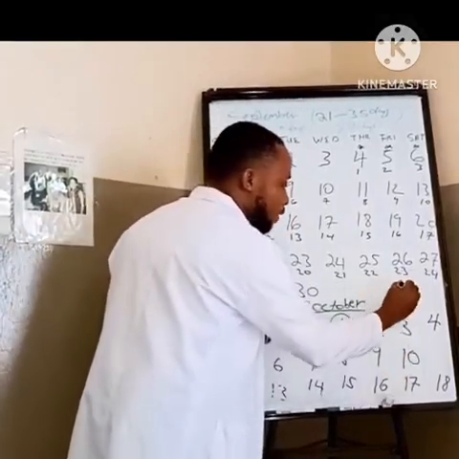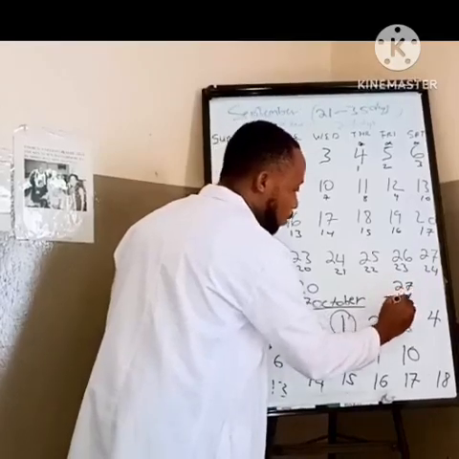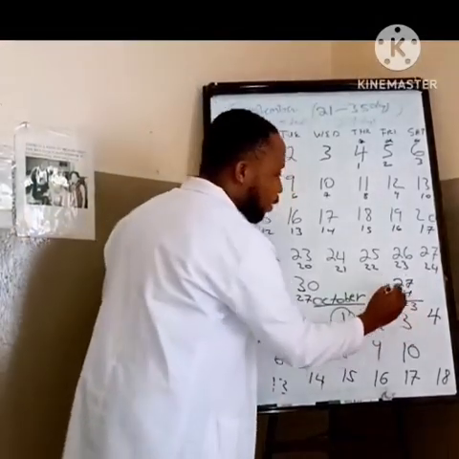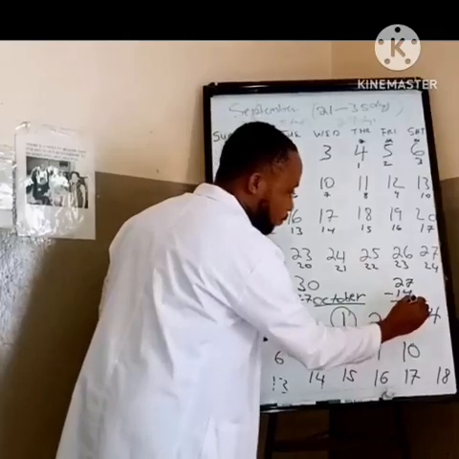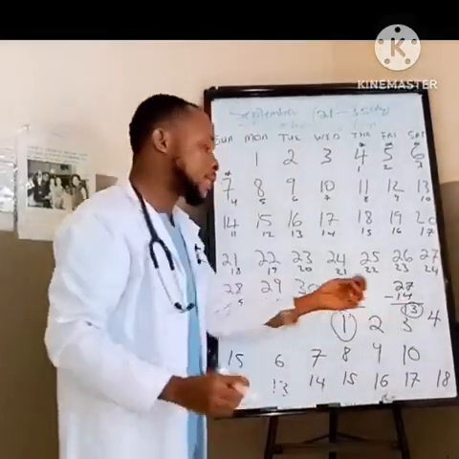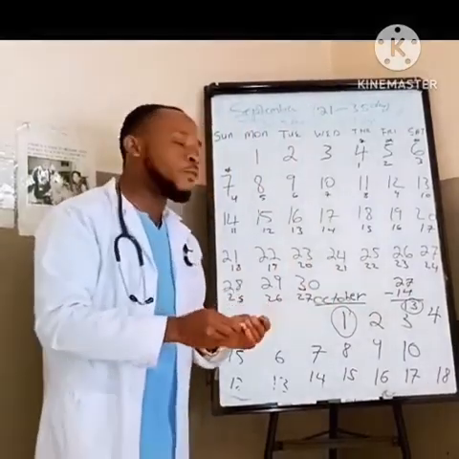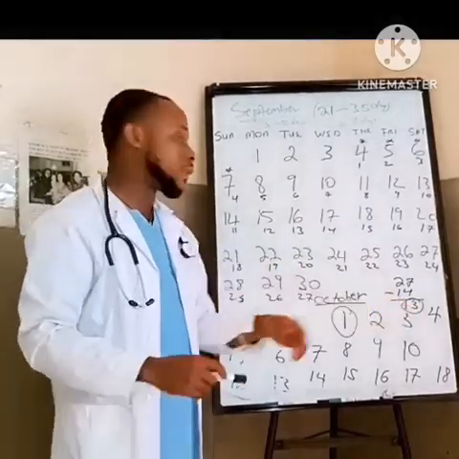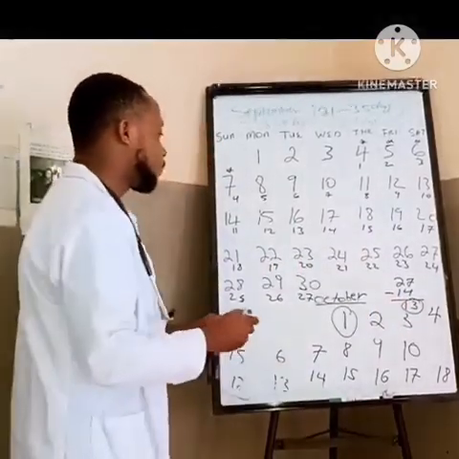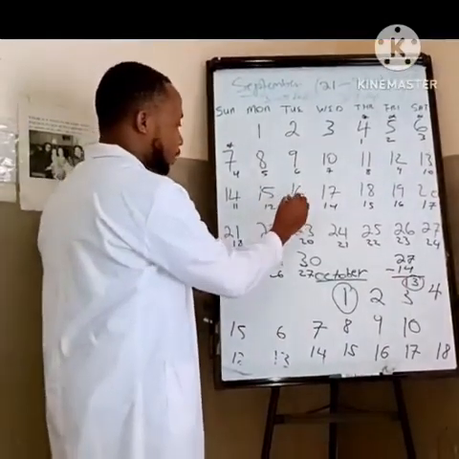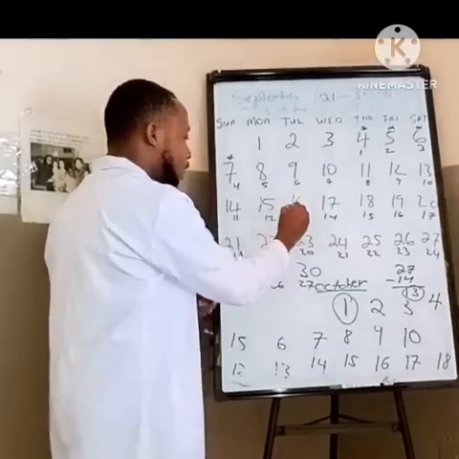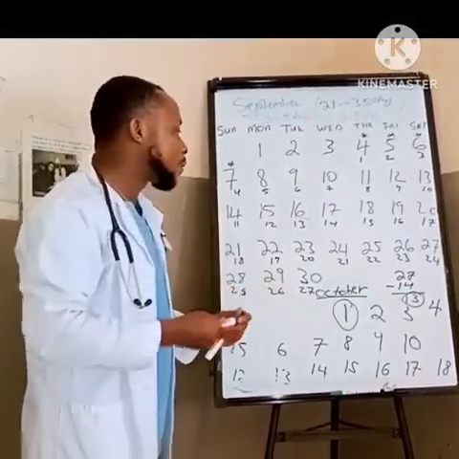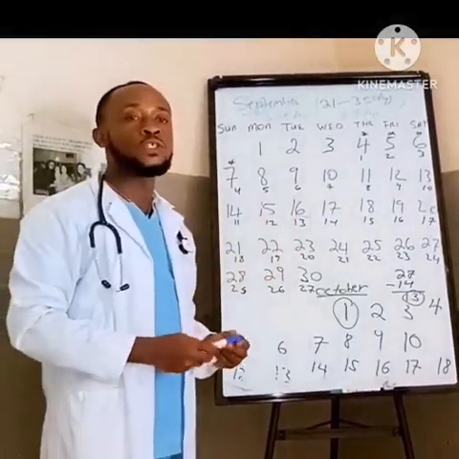Which is 27 minus 14. So 7 minus 4, we have 3. 2 minus 1, we have 13. So 13, meaning of a cycle length from day number 1, day number 13 of the cycle length. Can we find day number 13? Day number 13 is here, which is the 16th of September. So day number 13 is considered an ovulation day.